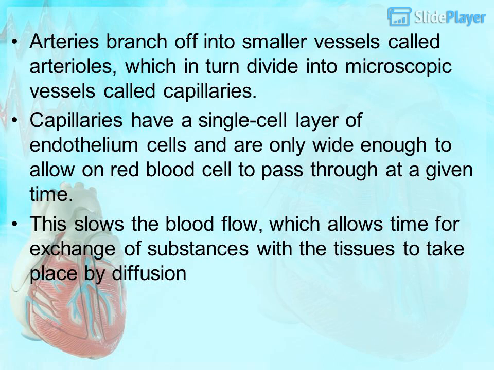Arteries branch off into smaller vessels called arterioles, which in turn divide into microscopic vessels called capillaries. Capillaries have a single cell layer of endothelium cells and are only wide enough to allow one red blood cell to pass through at a given time. This slows the blood flow, which allows time for exchange of substances with the tissues to take place by diffusion.